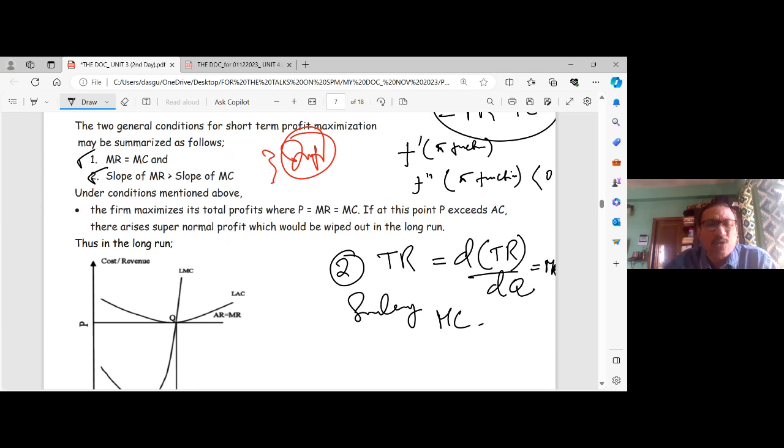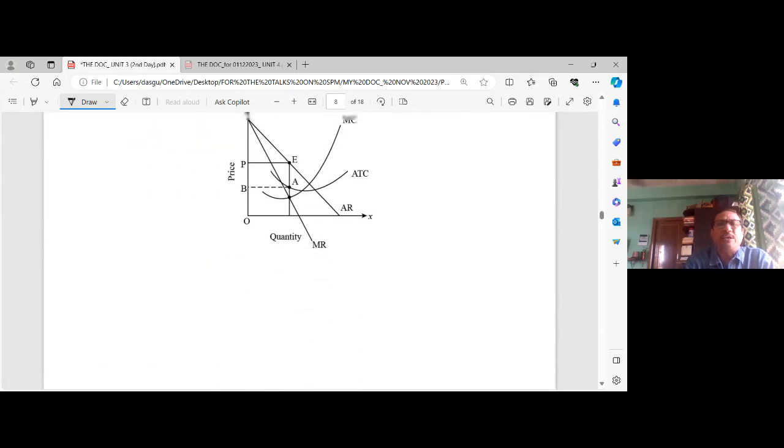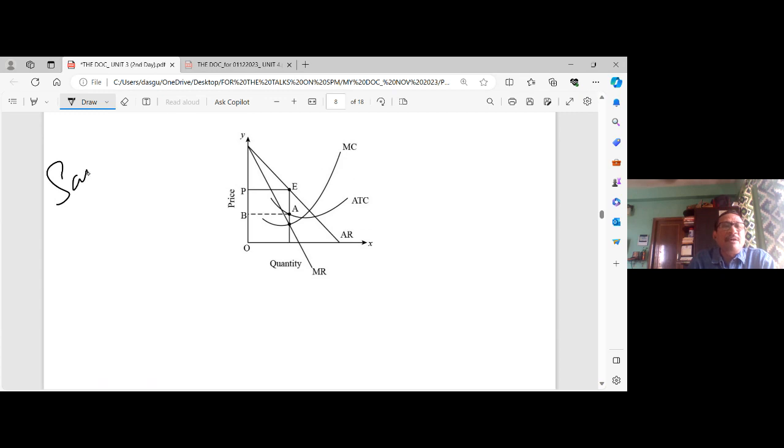So this is, I have taken two sums. This is profit maximization. Same principles discussed above hold here also.